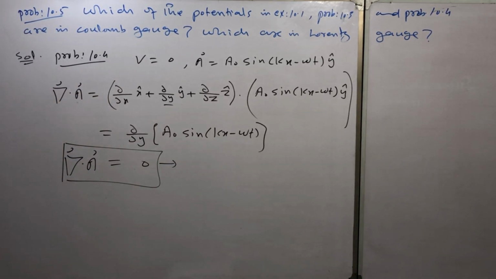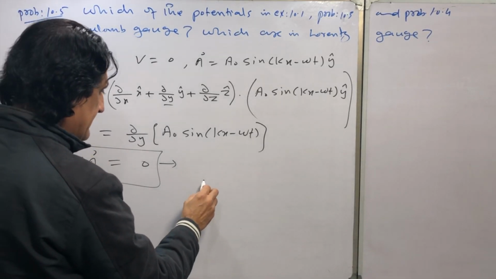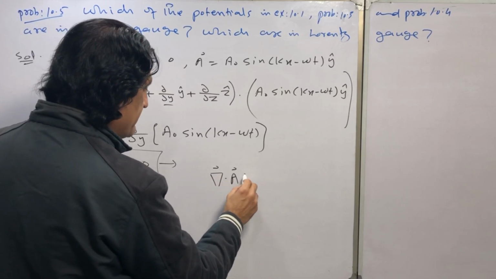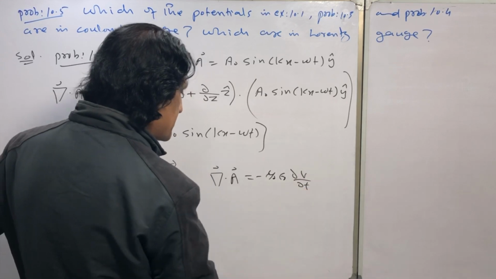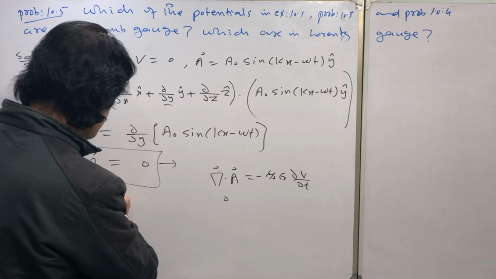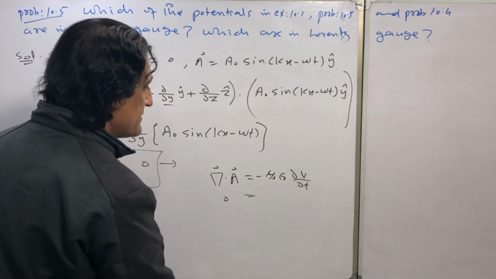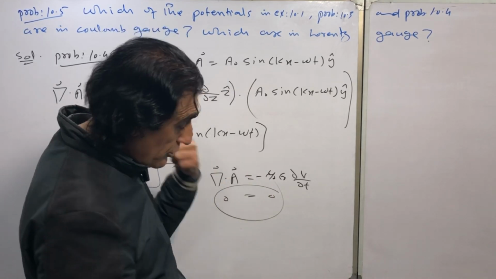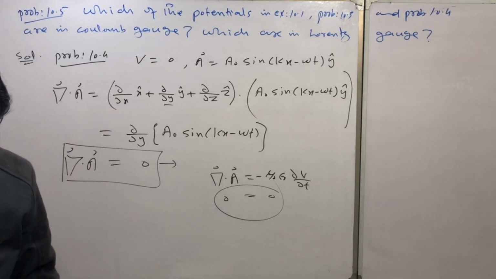And similarly, for the Lorentz gauge, the divergence of A is equal to minus mu naught epsilon naught partial V divided by partial t. For this, the left hand side is equal to 0 from this, and on the right hand side we also have V equal to 0. So 0 is equal to 0. It means that the Lorentz gauge is also satisfied for these two potentials.